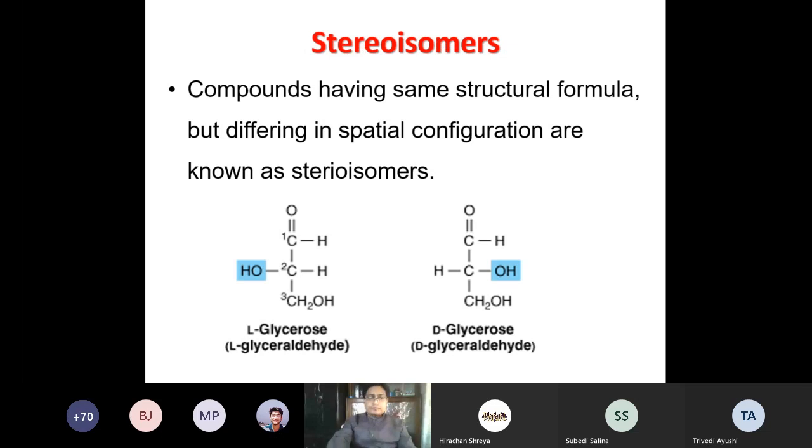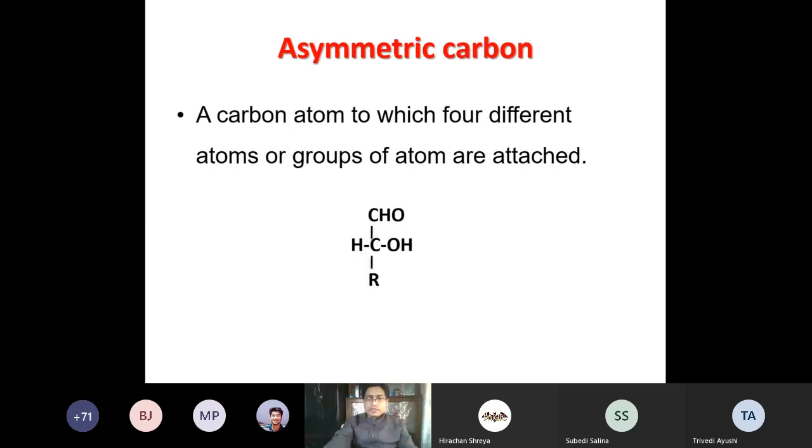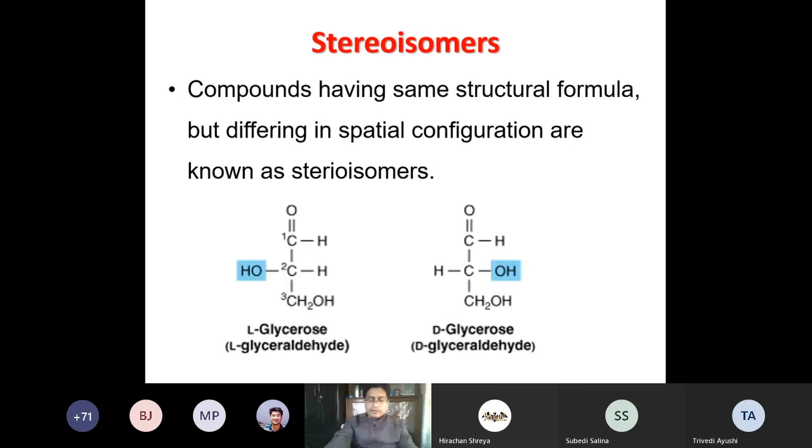Now stereoisomers: compounds having the same structural formula but differing in spatial configuration are known as stereoisomers. And regarding these stereoisomers, we have just discussed asymmetric carbons. We can calculate the number of isomers with the help of asymmetric carbon. Asymmetric carbon means the carbon which is attached to different constituents. Now if you see here, this is the example of glyceraldehyde.